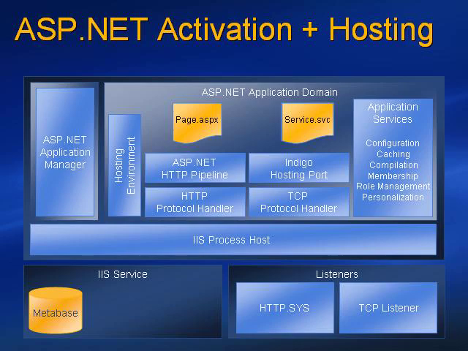What we're doing in the Whidbey time frame is enabling activation over, for example, a TCP message using Indigo. We'll run it through the Indigo message routing stack into an endpoint service running inside our application domain. All those services on the right-hand side, things like membership, configuration, caching, role management, and some state management services, can be available from within both endpoints within that application, again, regardless of whether or not it's HTTP.